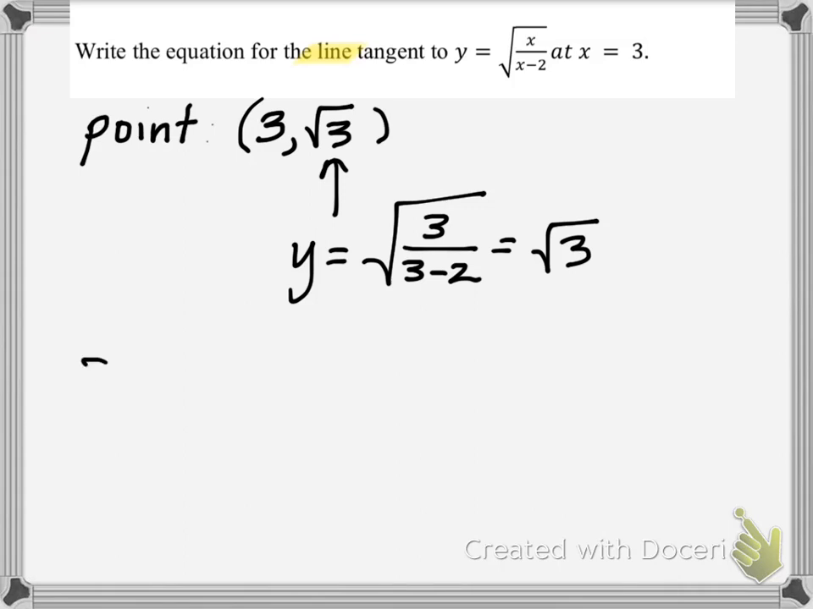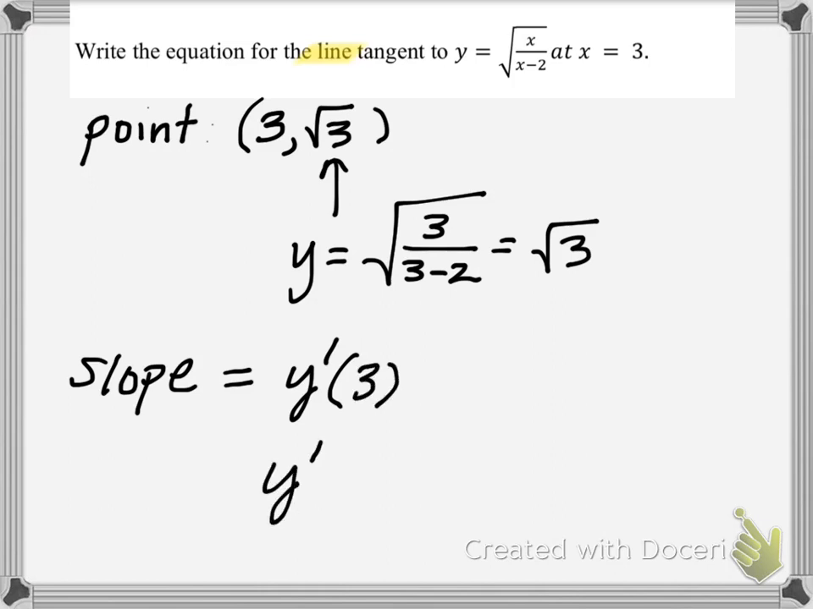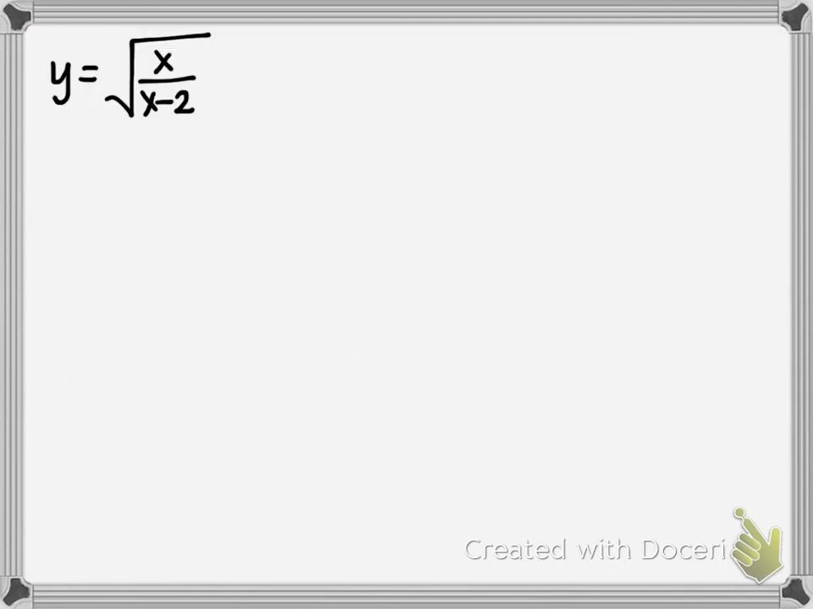Now next we've got to figure out our slope. In this case, the slope is going to be the derivative of this function evaluated at 3. So we need to begin by computing the derivative. But we'll notice this function is actually a composite function. So since it's a composite function, we are going to use the chain rule.